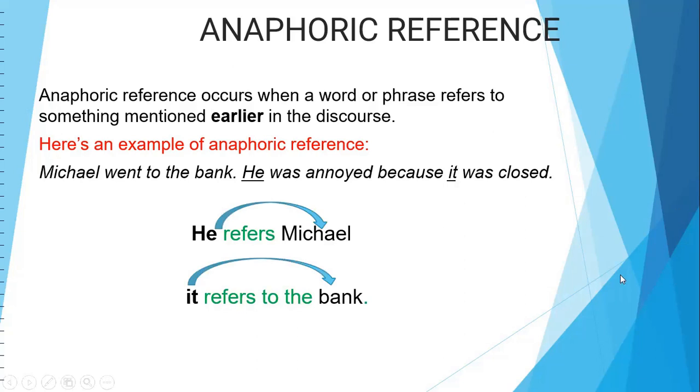So in this example, Michael went to the bank. Michael is basically who has been referred to here. His identity is disclosed earlier, and later on he has been referred to, and he means Michael, and it means here bank. So when we talk about anaphoric, the first and utmost thing is identity, and then later on its reference.